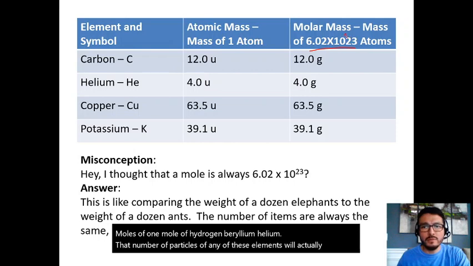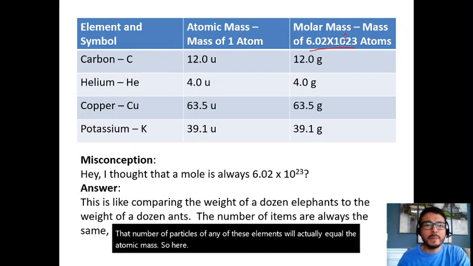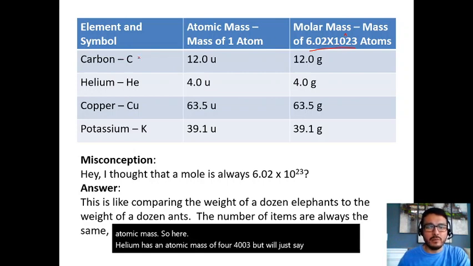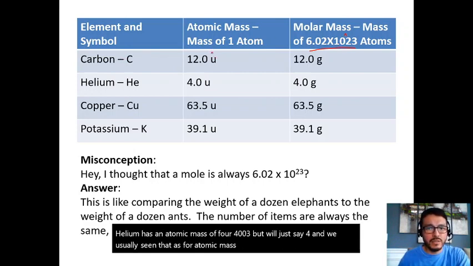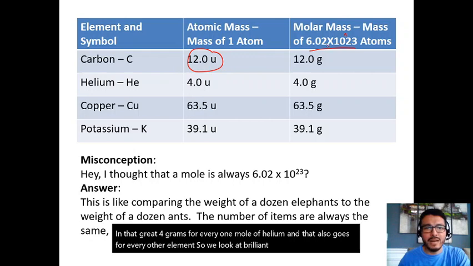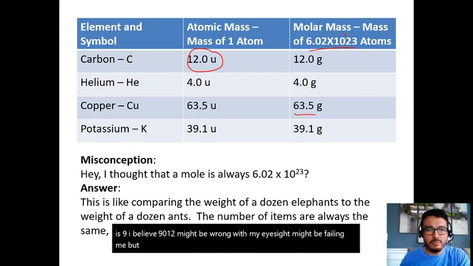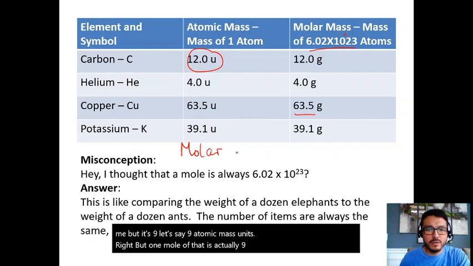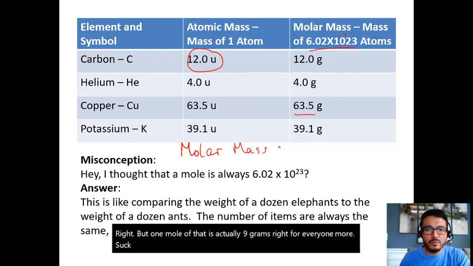So a little line up here, arrow up here. If we have this many atoms of carbon, in the periodic table it'll say 12 atomic mass units. It'll actually weigh 12 grams. We've talked about helium, copper. If you have this many atoms, 6.02 times 10 to the 23 atoms of copper, it'll actually weigh 63.5 grams, which is the mass of copper.